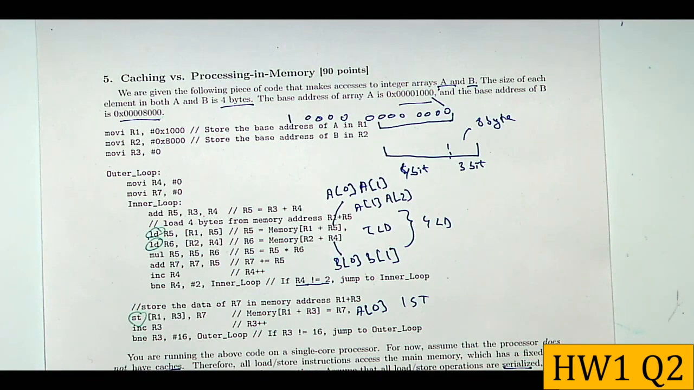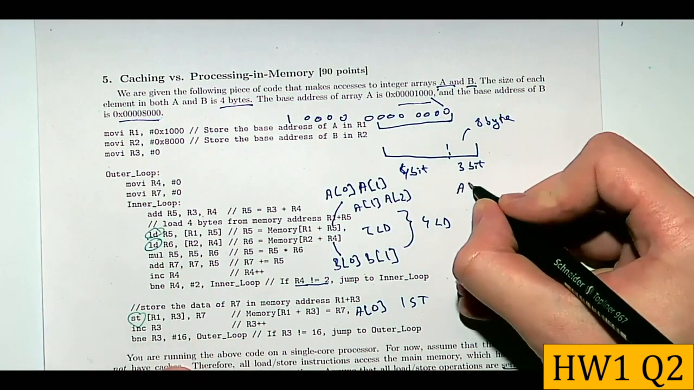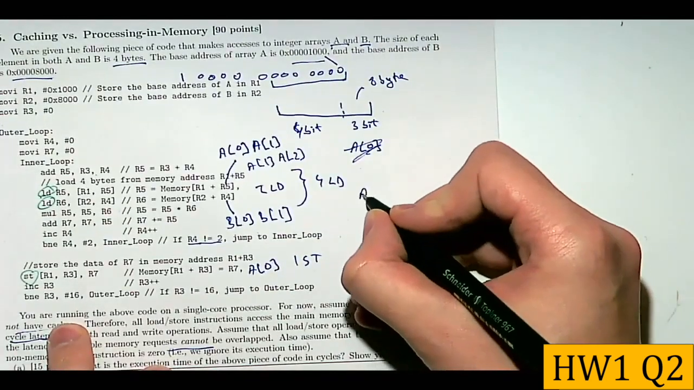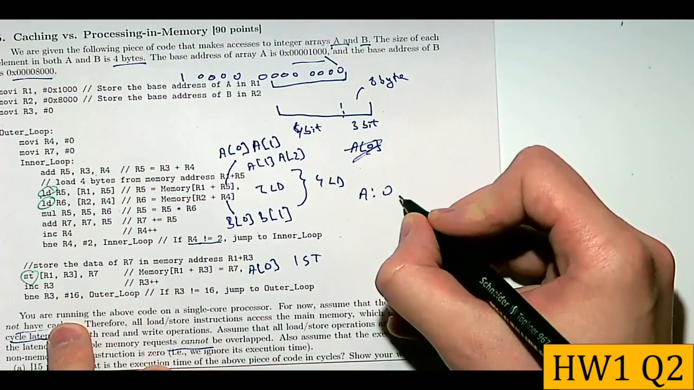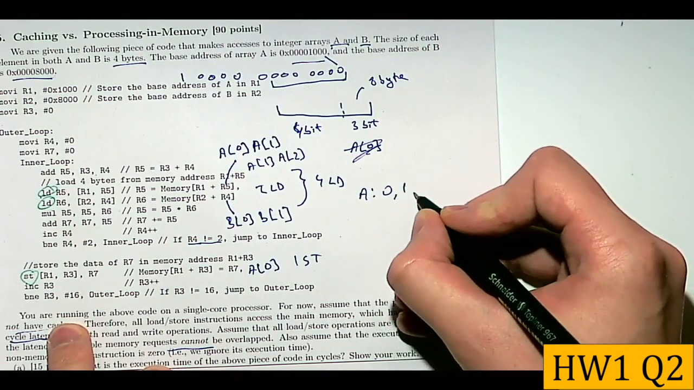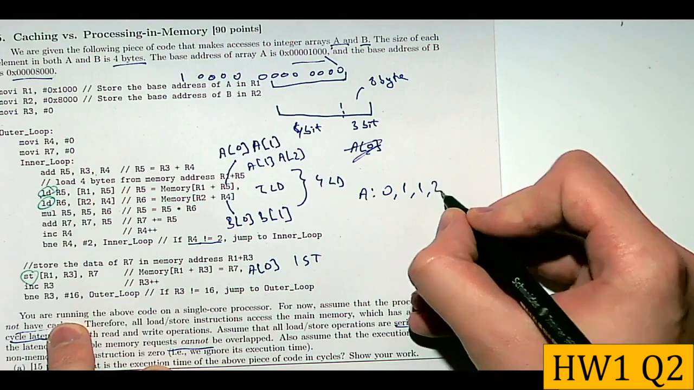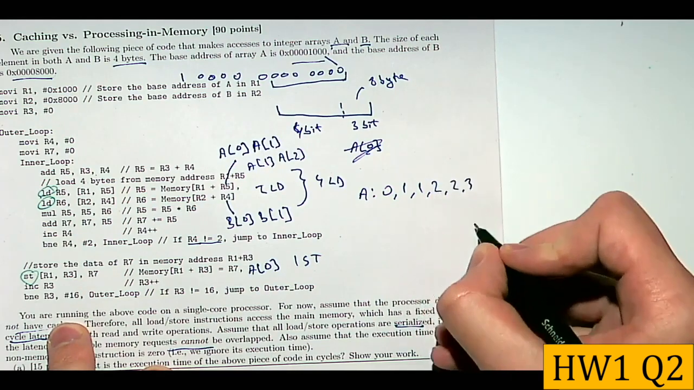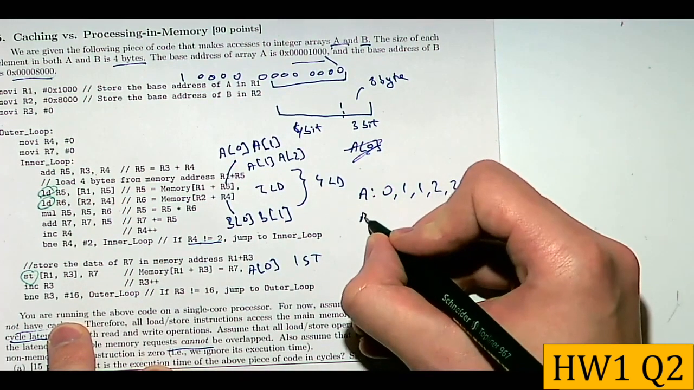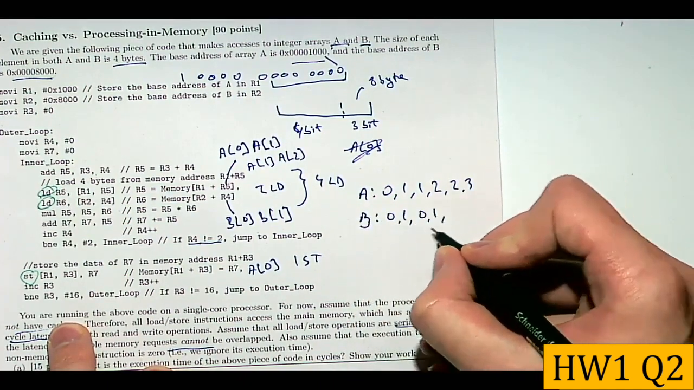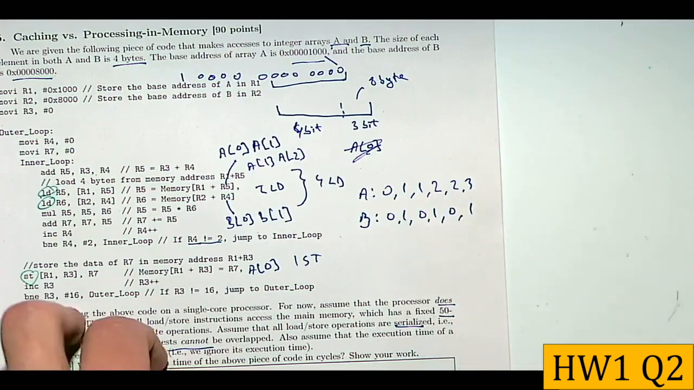Is that clear? So basically it goes like this. So we touch element 0 of A, and then 1 again, and then 2, and then 2 and 3. It goes this way. But for B, we basically repeatedly access elements 0 and 1.